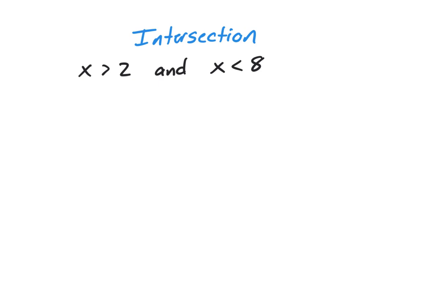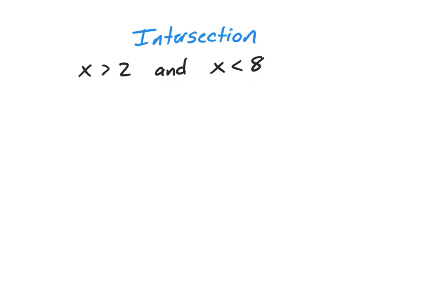So if I just simply asked you what numbers are bigger than 2 and also less than 8, what would be some numbers that would work? 3, 4, 5, 6, 7, okay? What about decimals? Would 3.5 work? Yeah, okay. So anything bigger than 2 but less than 8 would work, right?